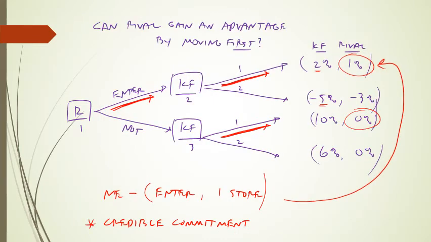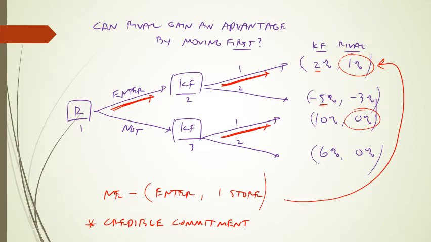Can the rival gain by moving first? Let's switch the game around where the rival is now moving first, deciding whether to enter or not, and then King Foods builds 1 or 2 stores. Now we just transpose from the previous game and the previous table these rates of return. We had to switch the position of a couple of them just to make sure that they were corresponding to the actions taken. And now we solve backward.